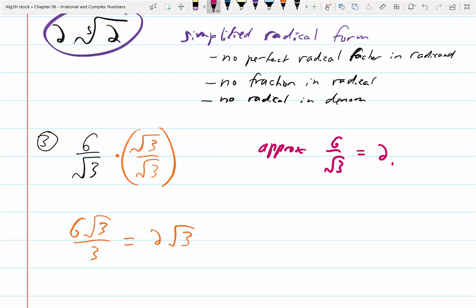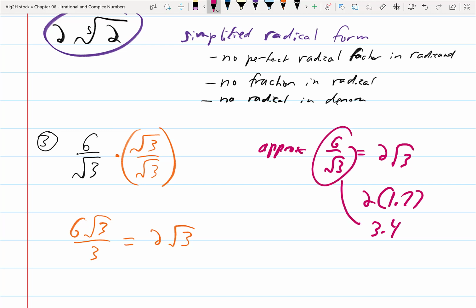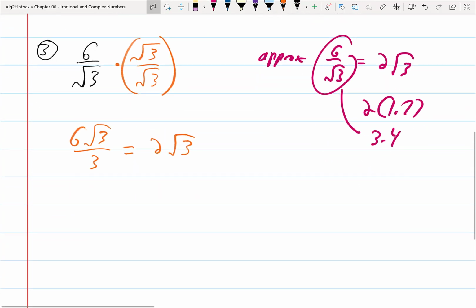But if I knew that that was equal to 2 root 3 and I knew that root 3 was about 1.7, then I could get an approximation of about 3.4. And I know that this is equal to about 3.4. And this is how math would have to happen back in the days before calculators, when it was just tables of values and you have to get approximations to be able to compute certain things. So this is all good and fine.